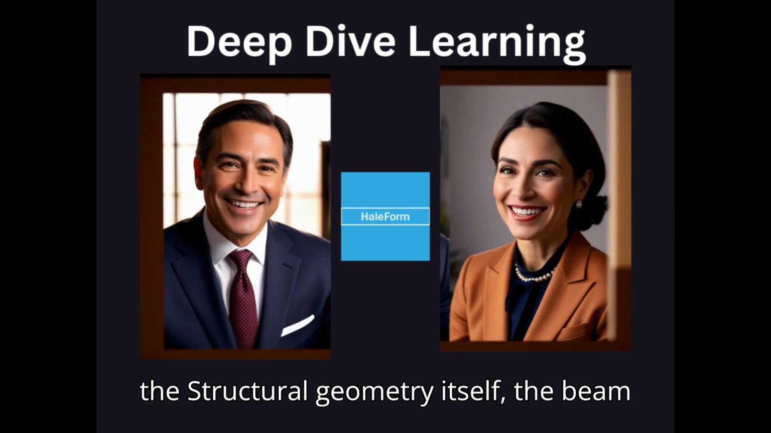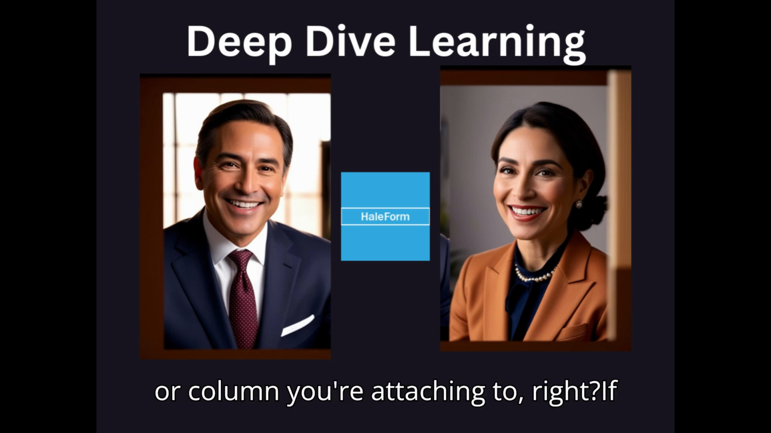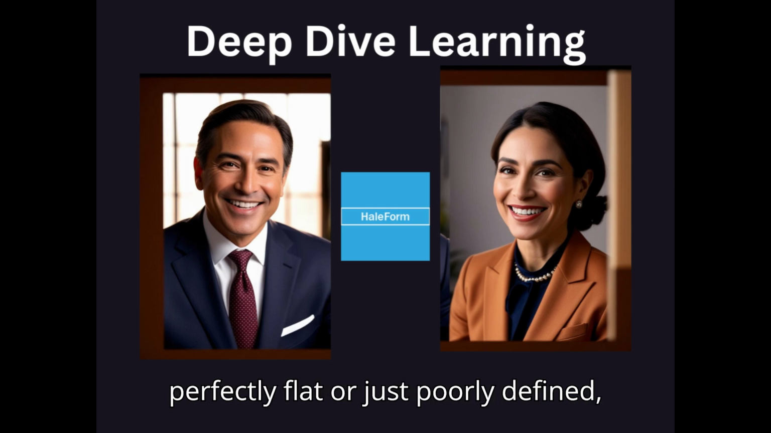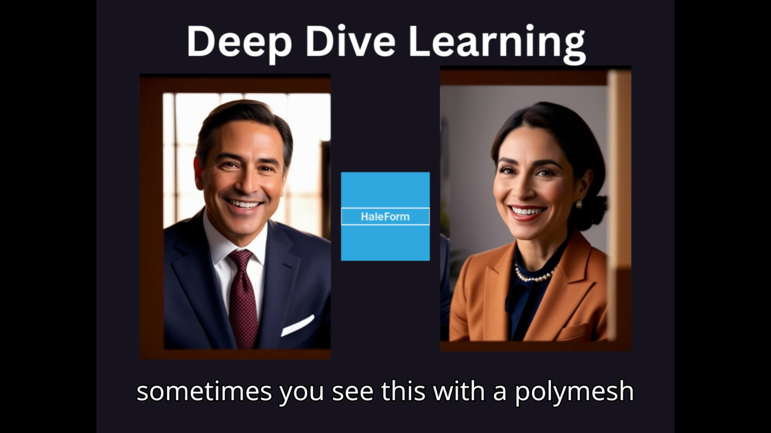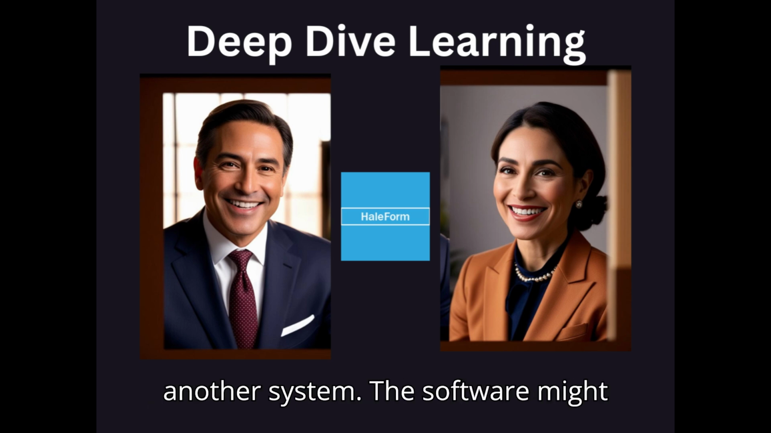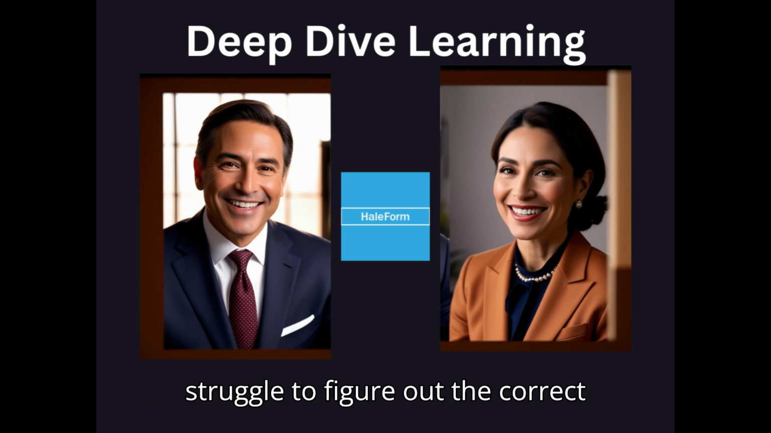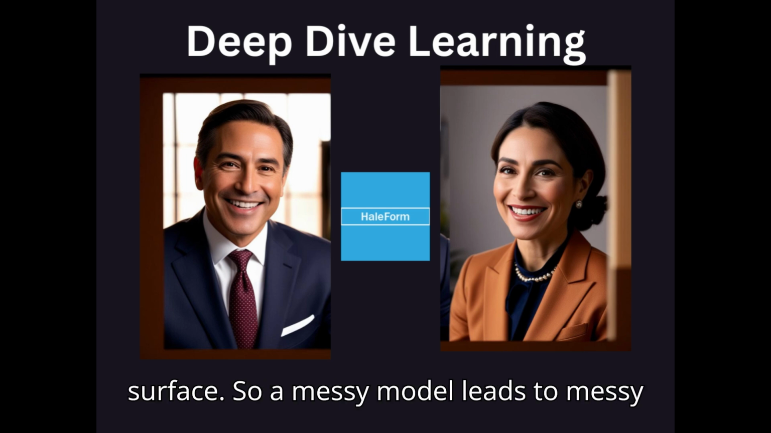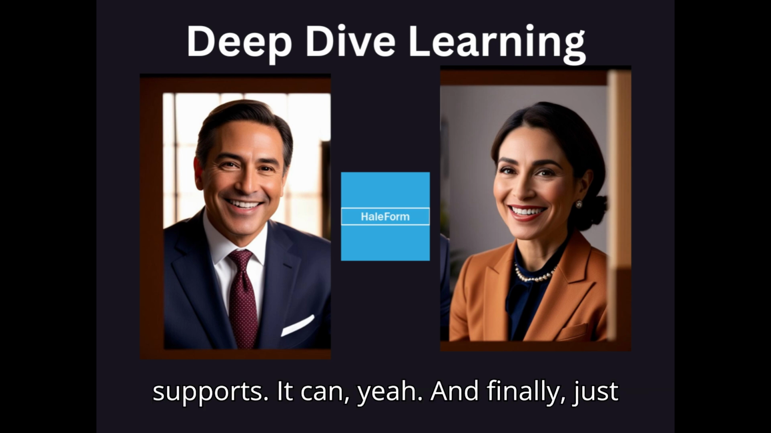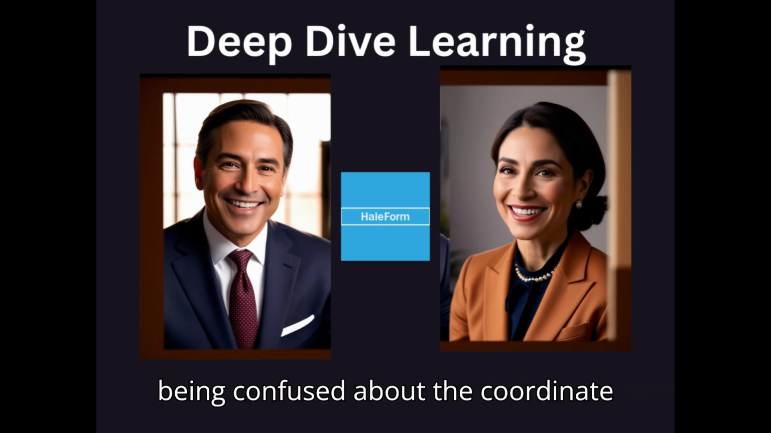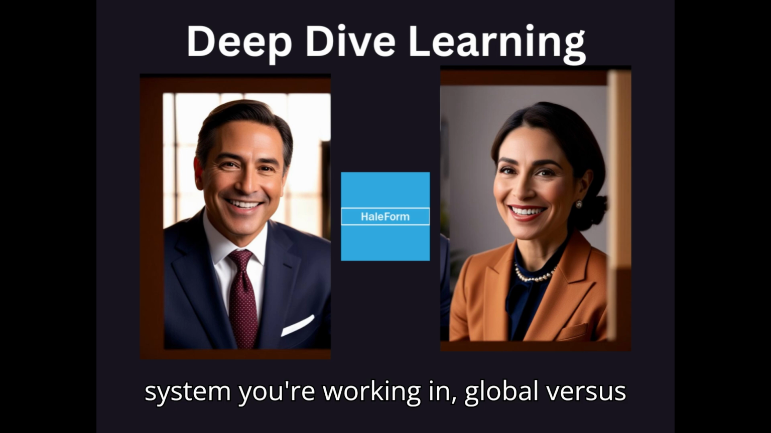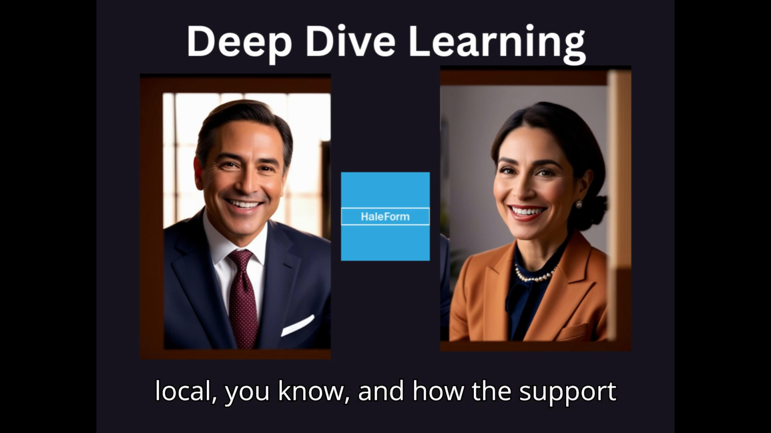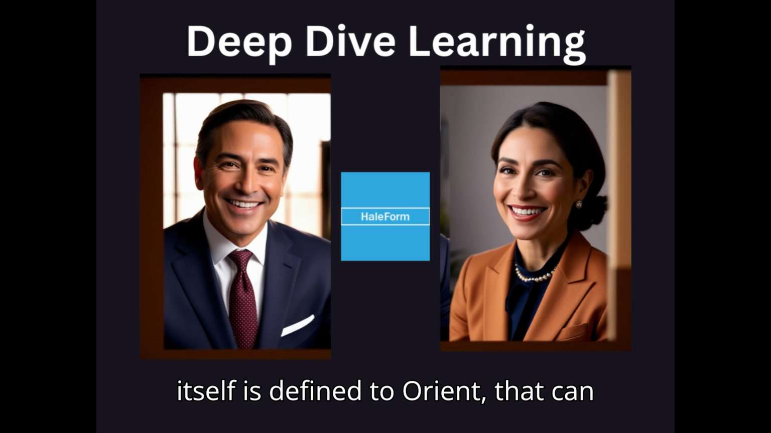Another factor can be the structural geometry itself. The beam or column you're attaching to. Right. If its surface is really complex or not perfectly flat or just poorly defined, sometimes you see this with polymesh geometry that's maybe imported from another system. Okay. The software might struggle to figure out the correct orientation relative to that messy surface. So a messy model leads to messy supports. It can, yeah. And finally, just being confused about the coordinate system you're working in, global versus local, and how the support itself is defined to orient. That can trip people up.